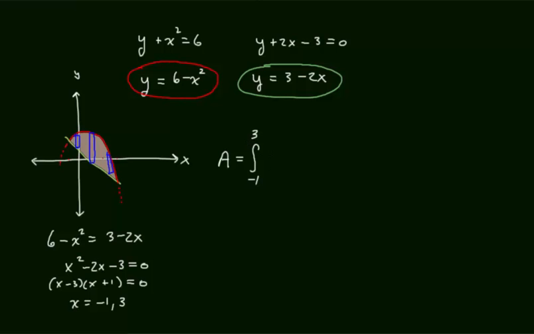3, top of the rectangle, 6 minus x squared. I'll put that in parentheses. The bottom of the rectangle is the quantity 3 minus 2x. That entire expression represents the height of the rectangle. The width is dx, completing the setup for finding the area of the shaded region R bounded between the two curves.